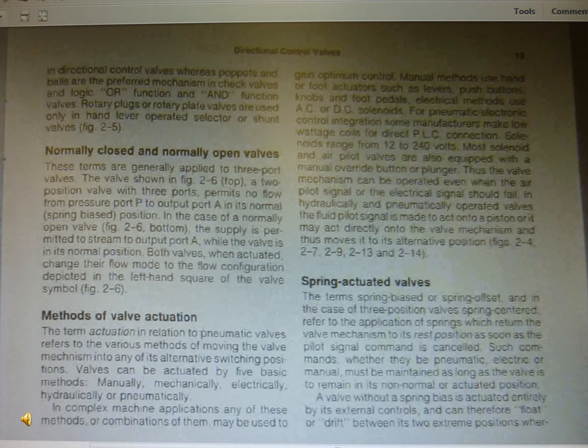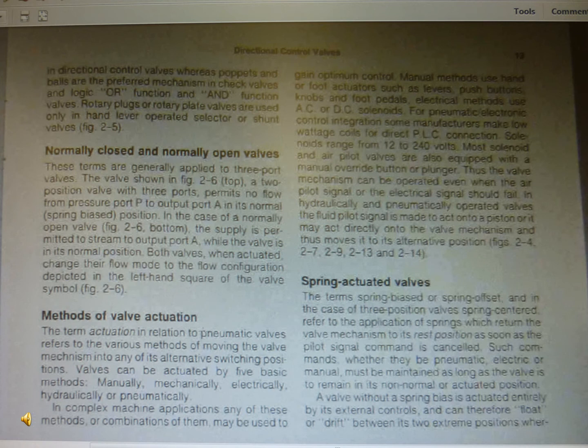The valve can be actuated by basic methods: manually, mechanically, electrically, hydraulically, and pneumatically. In complex machine applications, any of these methods or a combination of them may be used to gain control. Besides the manual methods, we also use spring actuated valves.